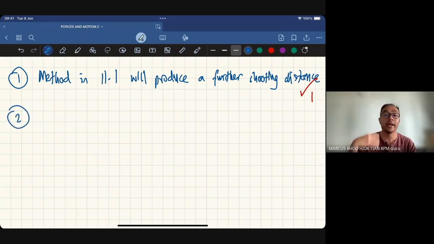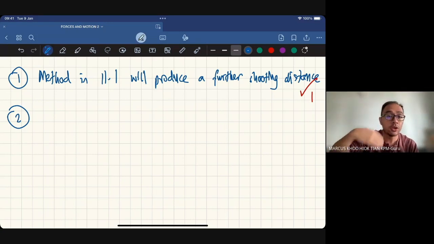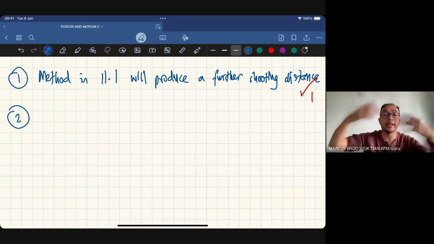Okay, let's talk about the explanation. When you pull this one, what produces the further shooting distance is the energy. So talk in terms of the energy. Don't talk about the force. If you're talking about the force, then you're totally out already, because it is the force that gives you the energy.